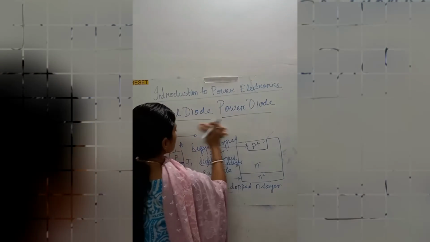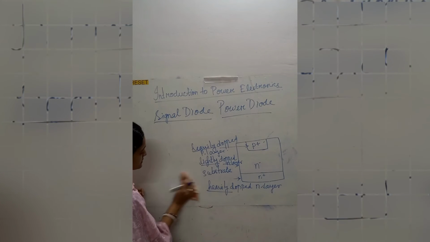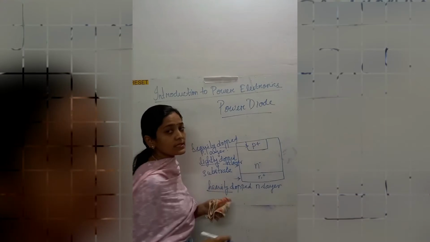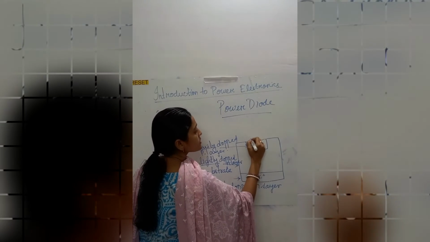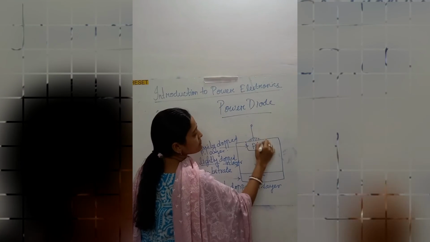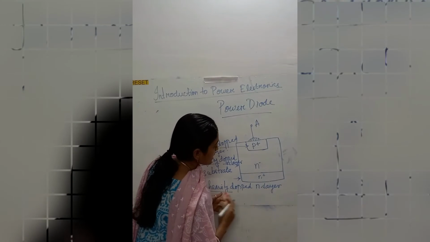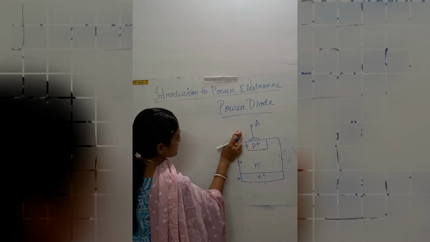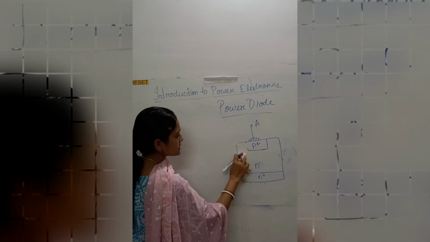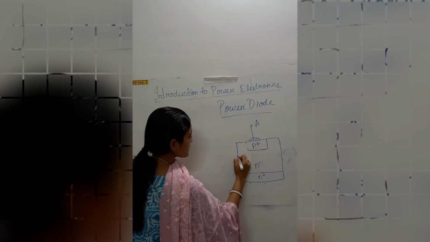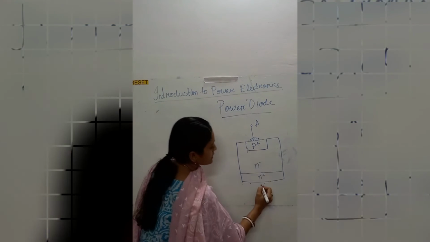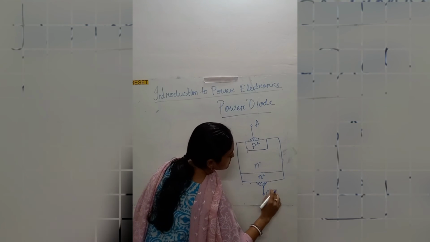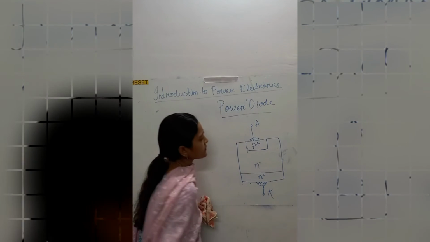Now I am just erasing these things. Okay. Now we have two terminals again. One is your anode. Anode is connected to the P plus layer. This is anode. And I am erasing this too, because we'll study about the whole constructional details. Okay. Now in this outer N plus layer, we are connecting the cathode, or K or C, whatever name you can give.